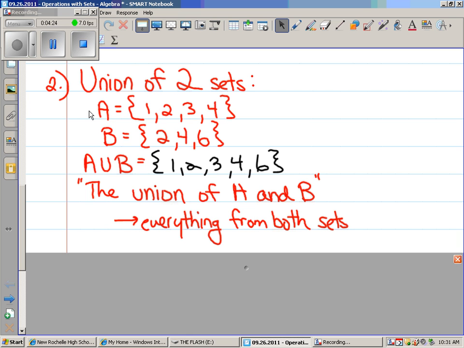Oh, these numbers right here, these just exist. Like set A is 1, 2, 3, and 4, and set B is 2, 4, and 6. You know that. And then you try to figure out, what does the union of A and B look like? What's their happy home look like? It looks like 1, 2, 3, 4, and 6.